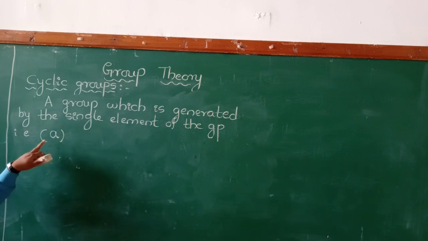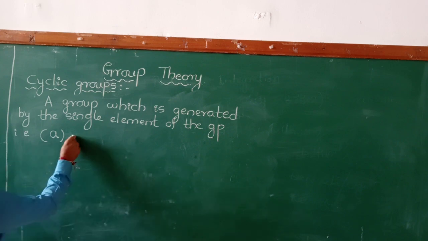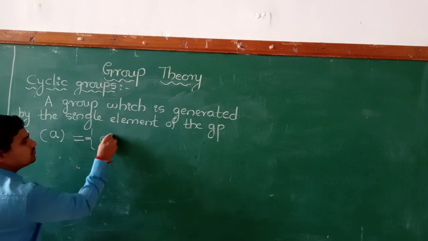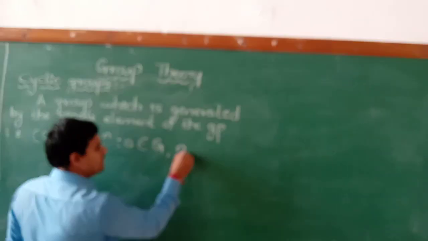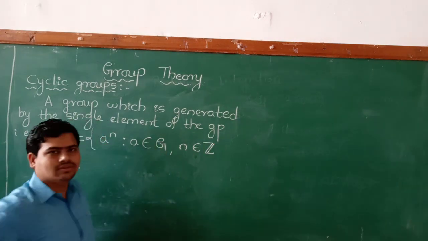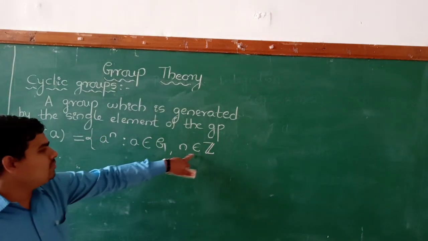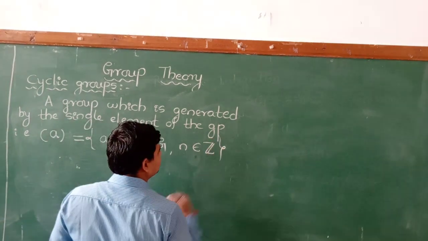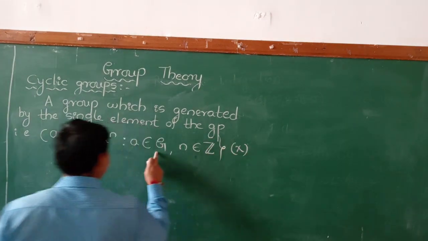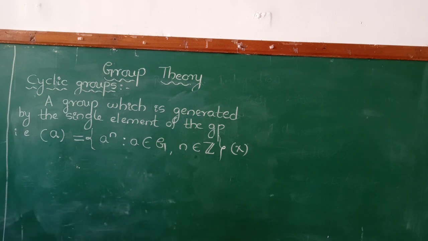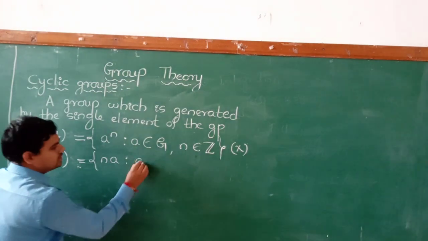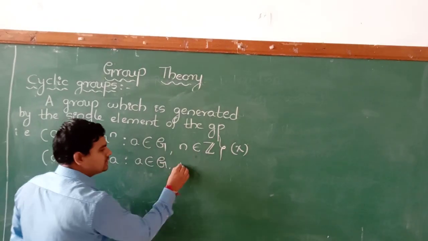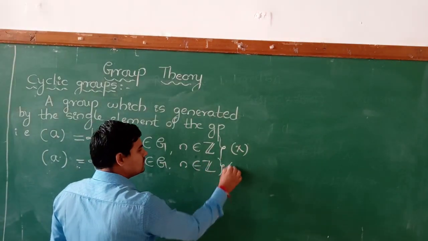This is nothing but what? A cyclic group generated by a is equal to {a^n such that a belongs to G and n belongs to Z}, where n belongs to the set of integers. This is applicable for multiplication. And for addition, a cyclic group generated by a is equal to {n·a such that a belongs to G and n belongs to Z}. This is for addition.